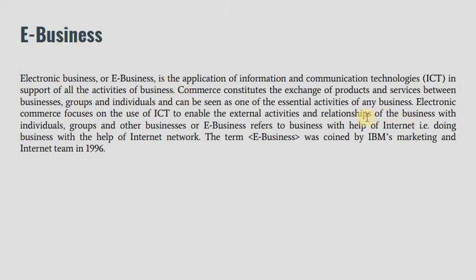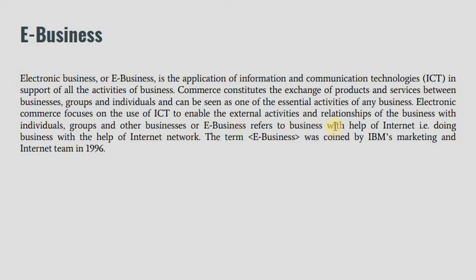E-business is a more general term than e-commerce. Electronic commerce focuses on the use of ICT, that is information and communication technologies, to enable the external activities, right? So it focuses on the external transactions that happen.